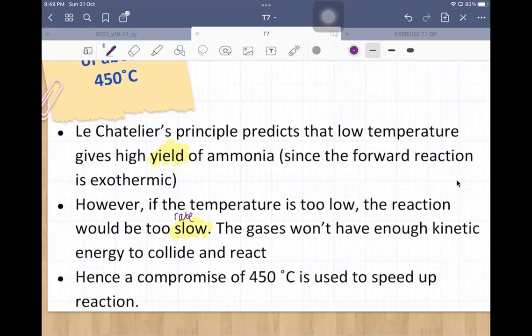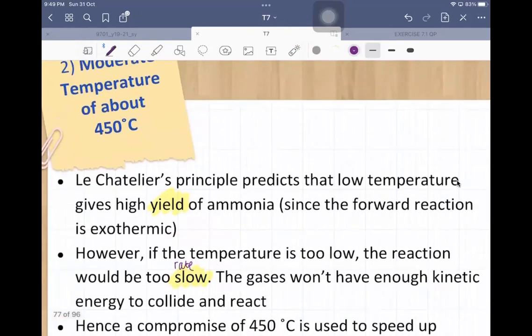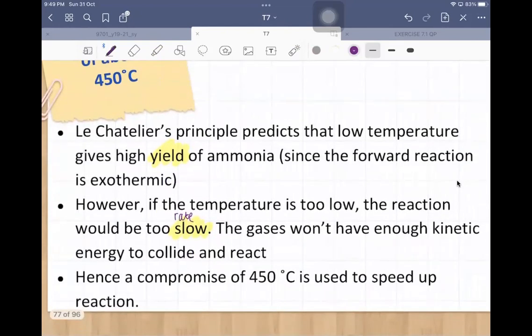So as a result, we have a compromise at about 450. So this is called a compromise. A compromise temperature of 450 degrees Celsius is used to speed up the reaction and also to get an ample amount of ammonia yield. All right, so you should be able to explain why we don't increase the temperature way up high, or why we don't reduce the temperature way too low.